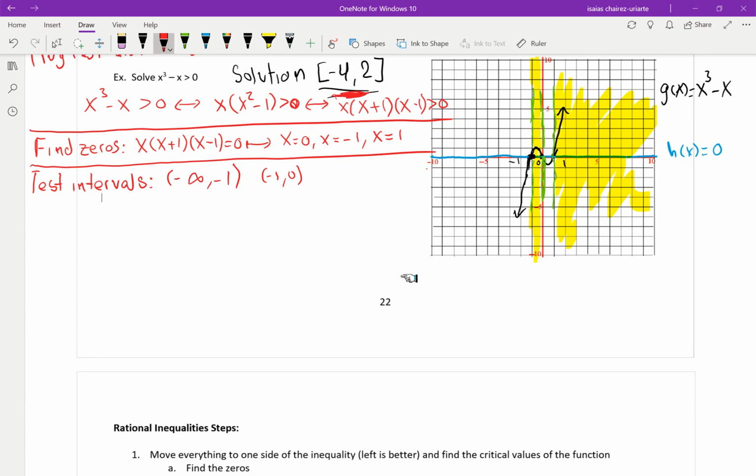I'm not using a union here because I'm not describing a domain or anything like that. In a sense, my zeros partition my Cartesian plane into 4 disjoint parts. And then I have 0 to 1, and then I have 1 to infinity. So those are my test intervals. The next thing I'm going to do is pick test values.